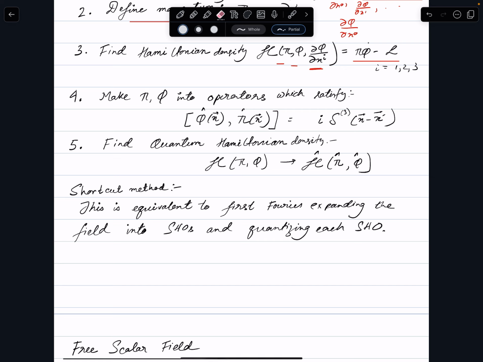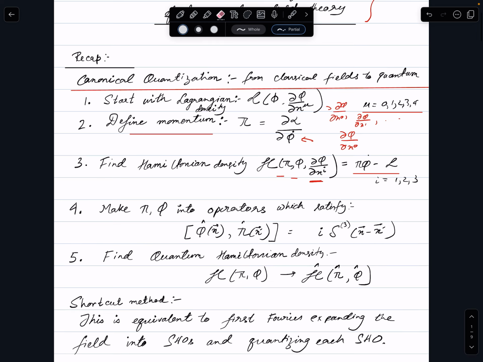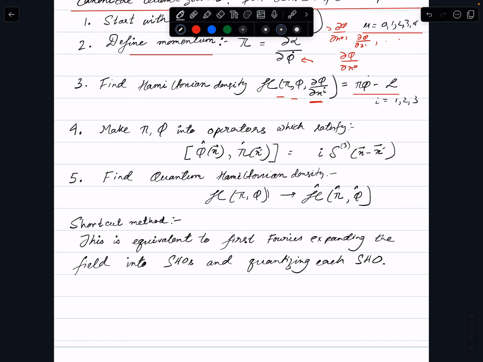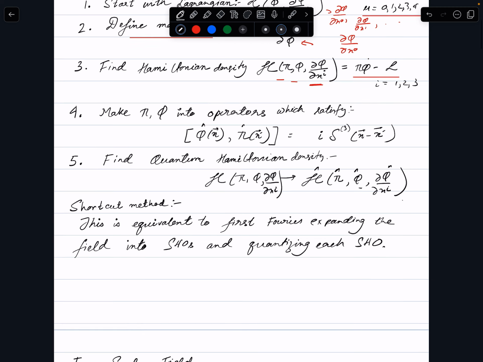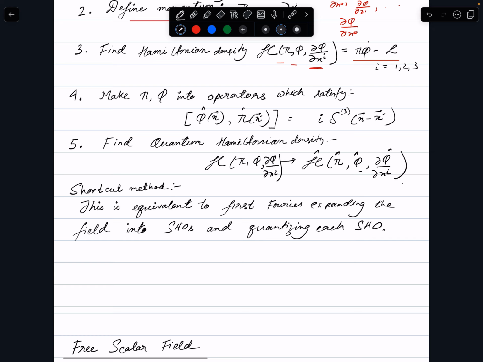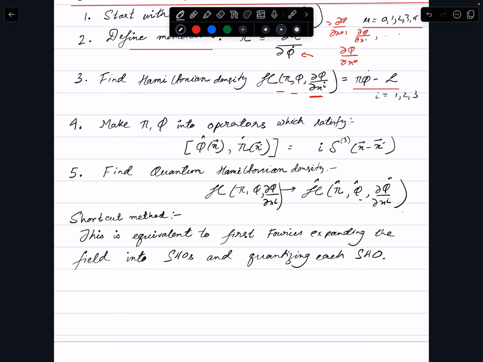And the final step is find the Hamiltonian for the quantum theory. What is the Hamiltonian density? Just take the function H, which will be the classical thing, some function of pi, phi and the space derivatives, and write the same function, but of the quantum operators. So this is the algorithm to go from classical field theory to quantum field theory.